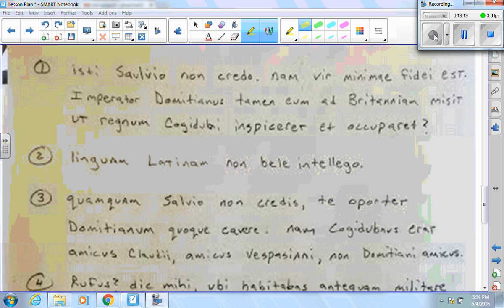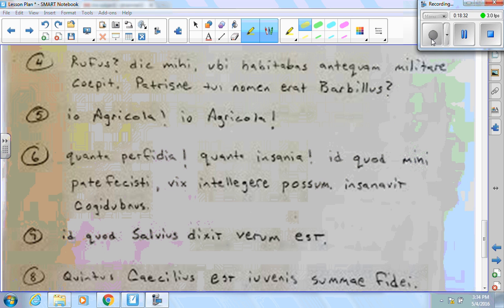Number 3 says, although you do not trust Salvius, it is fitting for you to be careful also of Domitian, for Cogidubnus was a friend of Claudius, a friend of Vespasian, not a friend of Domitian. Who says that? That's Rufus.